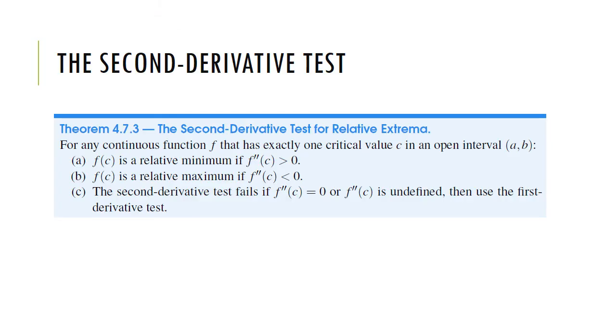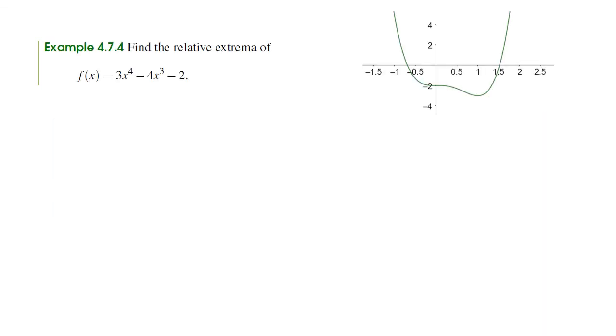Another technique we use to test for relative extrema is the second derivative test. After we have a critical value c from solving f prime of x equals 0, or does not exist, we find the second derivative and plug in c to f double prime of x. If f double prime c is greater than 0, f of c is a relative minimum. If f double prime c is less than 0, f of c is a relative maximum. But if f double prime c equals 0, or is undefined, we need to use the first derivative test to check the relative extrema. Let's do this example.